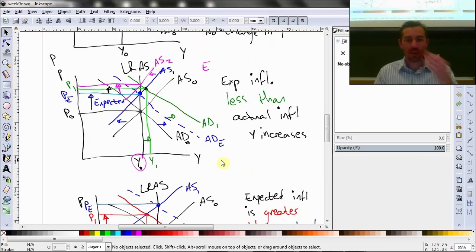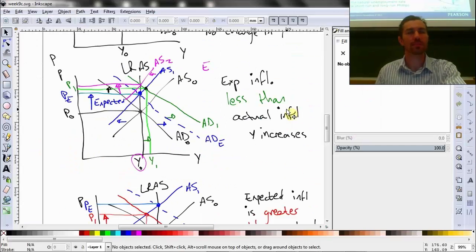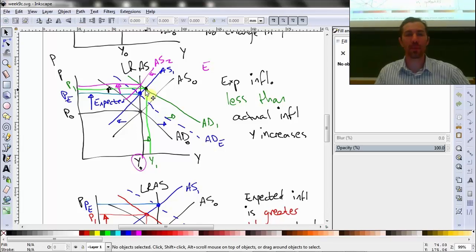So, returning to our initial example where we were at point B, what happens when we end up at this point away from our long-run equilibrium? In other words, our aggregate supply is shifted to the left. Our nominal wages have increased, but they haven't increased by enough to take into account the actual increase in prices.